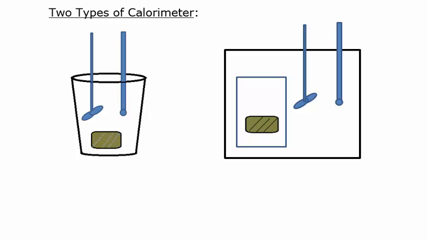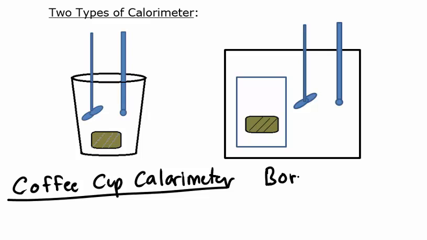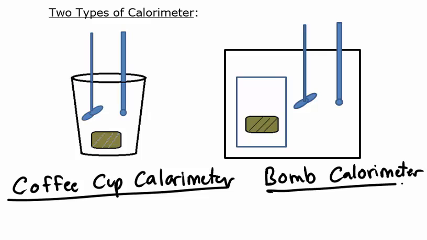So one of them I'm going to simply call a coffee cup calorimeter. Okay, and the reason for that is that it's often made out of a simple styrofoam cup. And the other one is known as a bomb calorimeter. All right, first the coffee cup calorimeter.